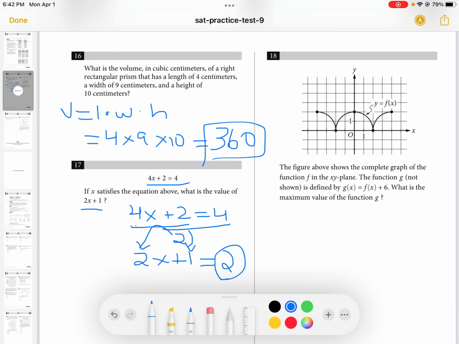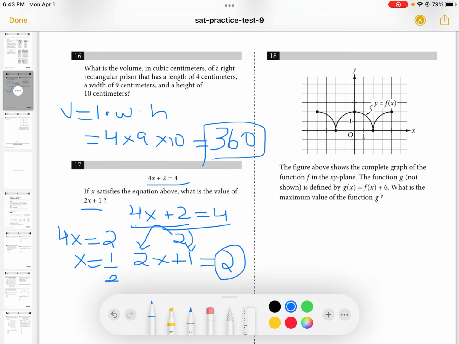And if you couldn't spot that, or if you wouldn't be able to spot that on the actual test, you can go ahead and solve for x. So you can subtract 2 from both sides. 4x equals 2, and then you'd find x is a half. You'd plug it back in to 2x plus 1. 2 times 1/2 is 1, plus 1 is 2. Both solutions are valid.